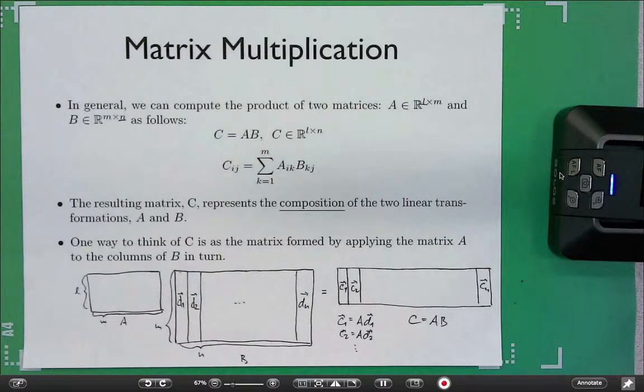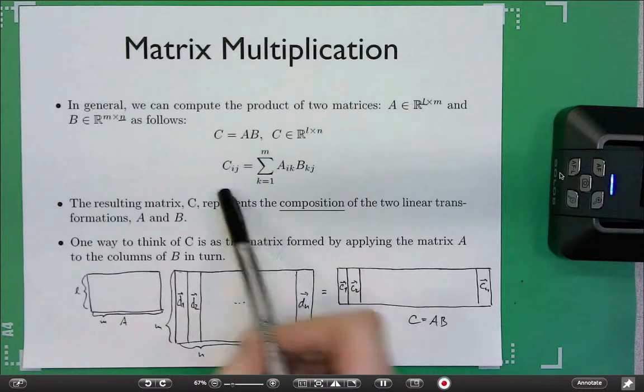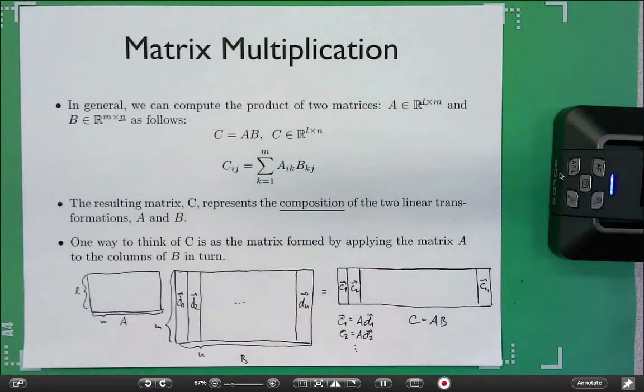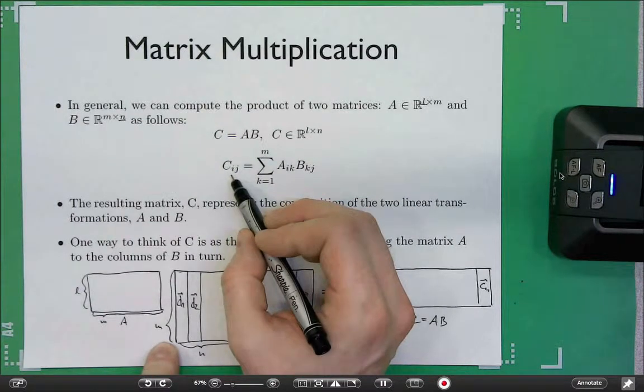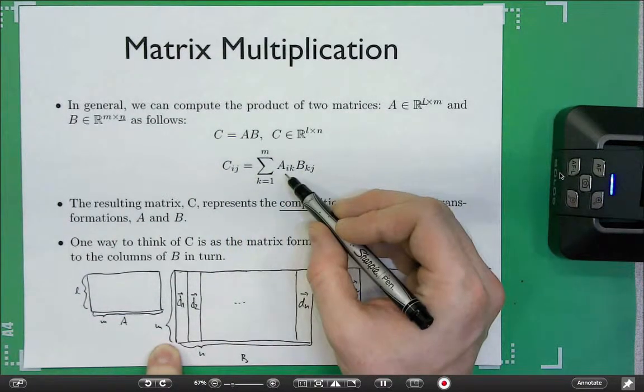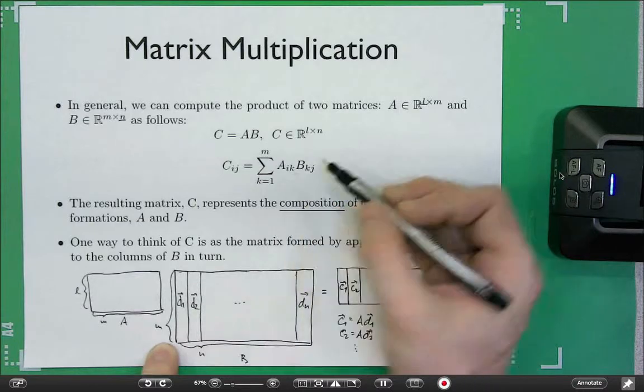So this is also how you can remember the formula, if you don't remember it. One interesting thing to remember is that there are these two indices i and j, and they are on the outside, and the k I'm summing over is on the inside.